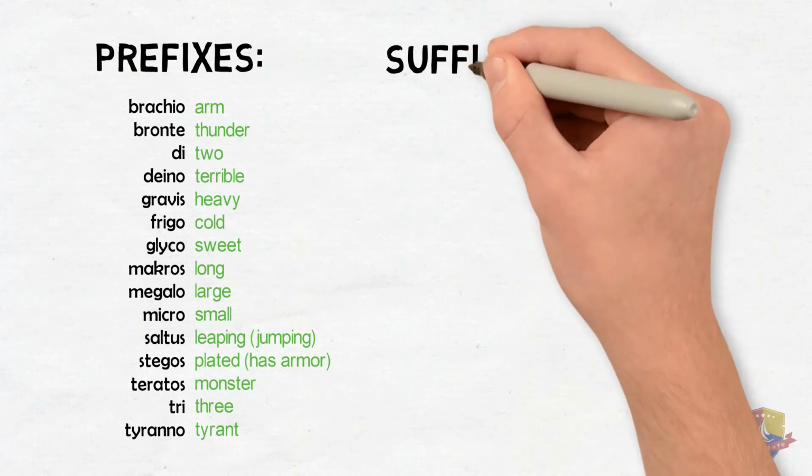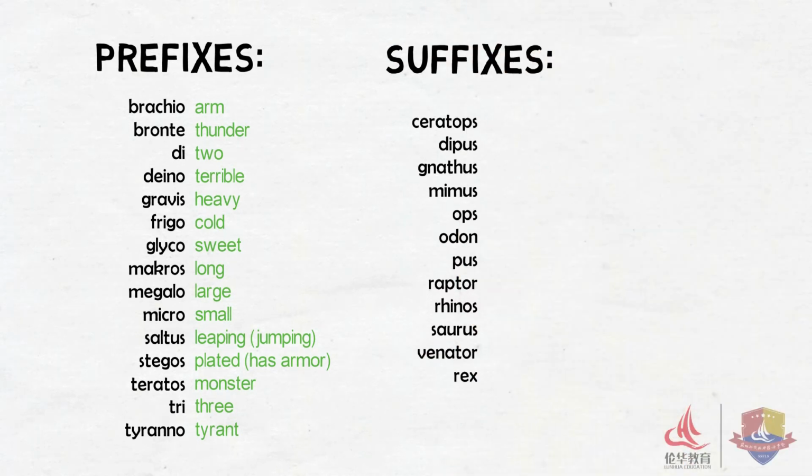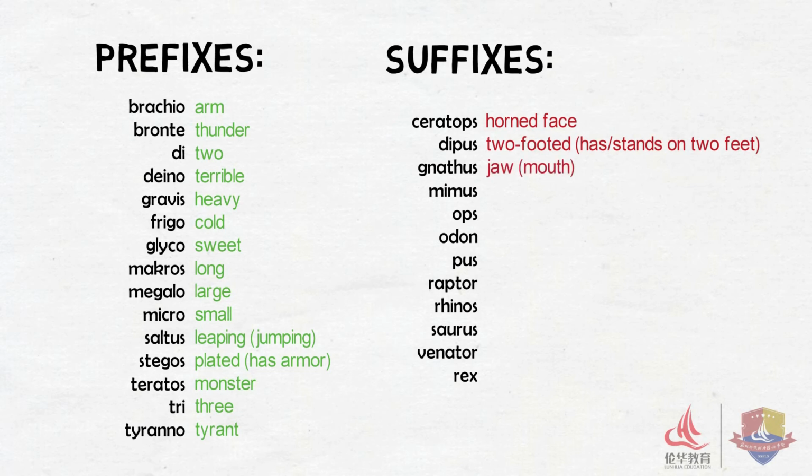Here are also some suffixes to go along with those. Ceratops, which is 2 of them actually together, means horned face. Dipus means 2-footed or has 2 feet. Gnathus, the G is silent, means jaw, which in this case basically means mouth. Mimus means imitator or someone who copies other things or people or animals. Ops means face. Odon means teeth.